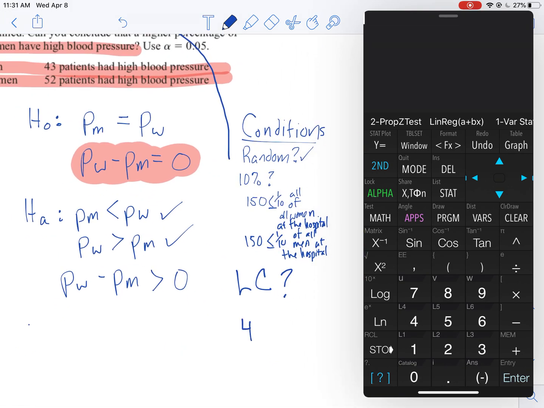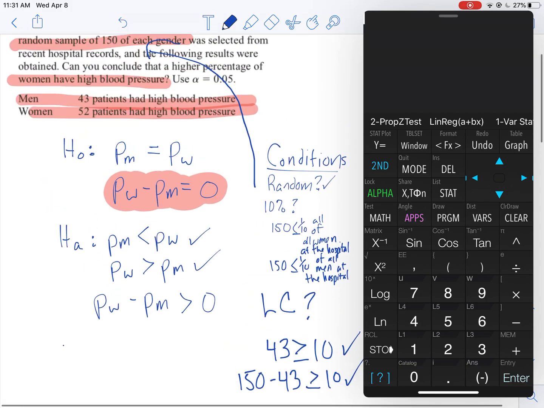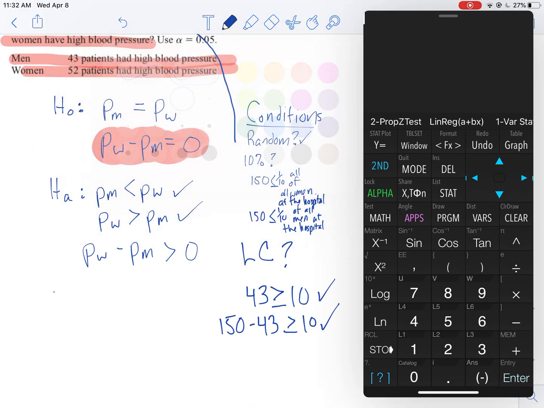They said 43, so we'll start with men. 43 had high blood pressure. Is that greater than or equal to 10? Yes. Now, it's out of 150. So I have to say 150 minus 43. I have to check the ones that don't have high blood pressure. I can safely say 150 minus 43 is greater than 10. I'm okay here.